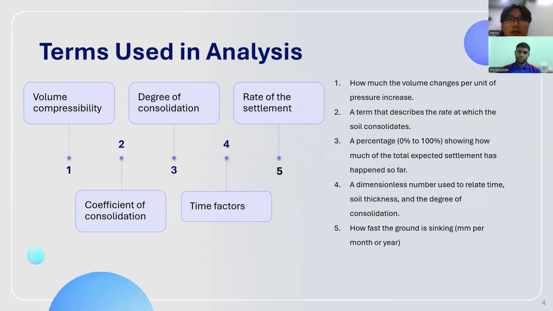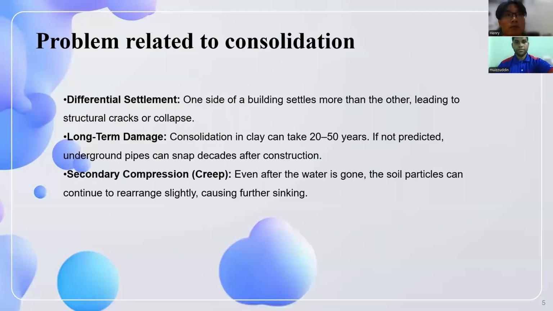A percentage from 0% to 100% showing how much of the total expected settlement has happened so far. And the fourth is a dimensionless number used to relate time, soil thickness, and the degree of consolidation. The last is rate of settlement. It is how fast the ground is sinking, like per month or year. Now, my friend will continue.